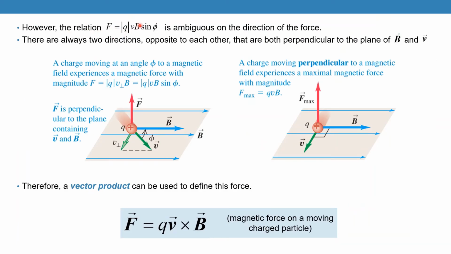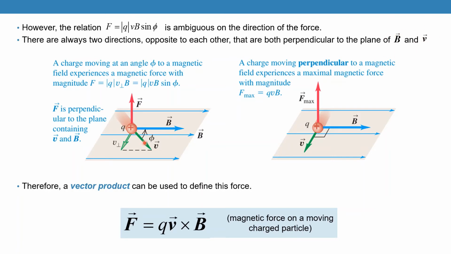However, the relation F equals QVB sin phi is ambiguous on the direction of the force. If you remember the slide before this, the fourth property of the magnetic force is the direction of the force. It must be perpendicular to both the magnetic field and also to the velocity.